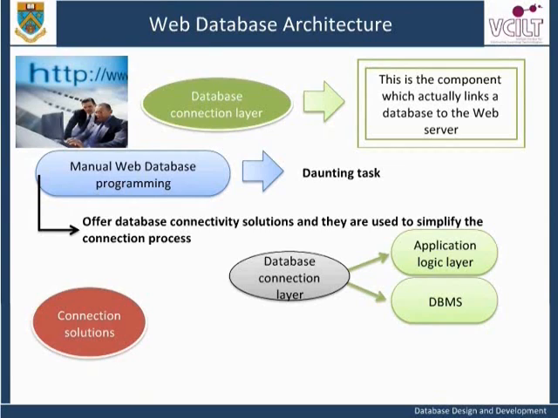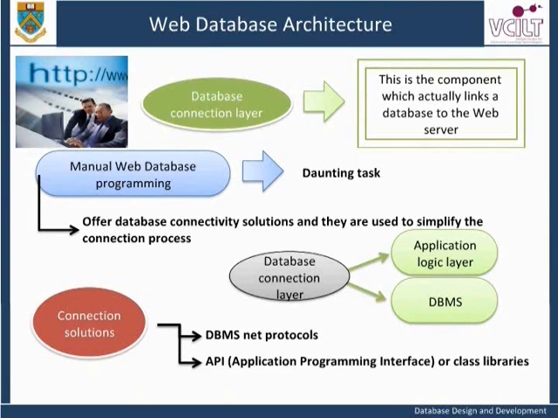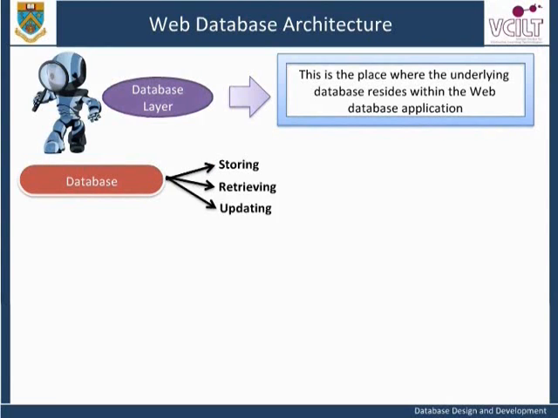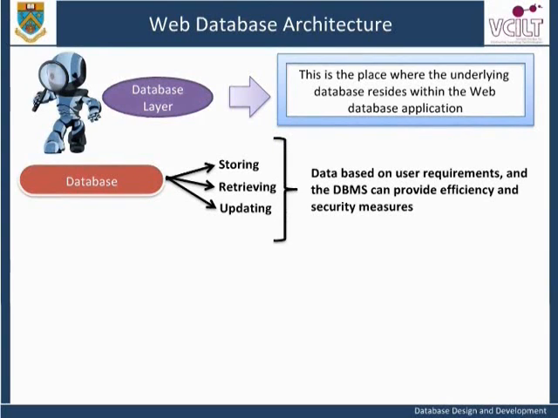Connection solutions come in many forms, such as DBMS Net Protocols, API (Application Programming Interface) or class libraries, and programs that are themselves database clients. Database layer. This is the place where the underlying database resides within the web database application. As we have already learned, the database is responsible for storing, retrieving, and updating data based on user requirements, and the DBMS can provide efficiency and security measures.